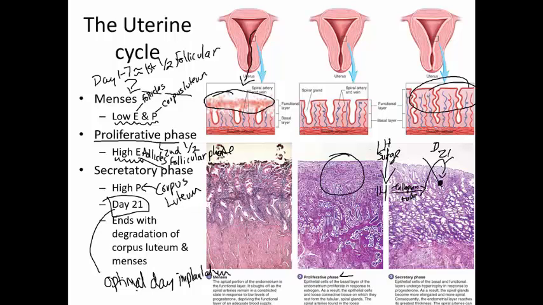If this doesn't happen, then the secretory phase will end with the degradation of this corpus luteum, which will then lead you back to menstruation on day 1. So the whole cycle will start over again.